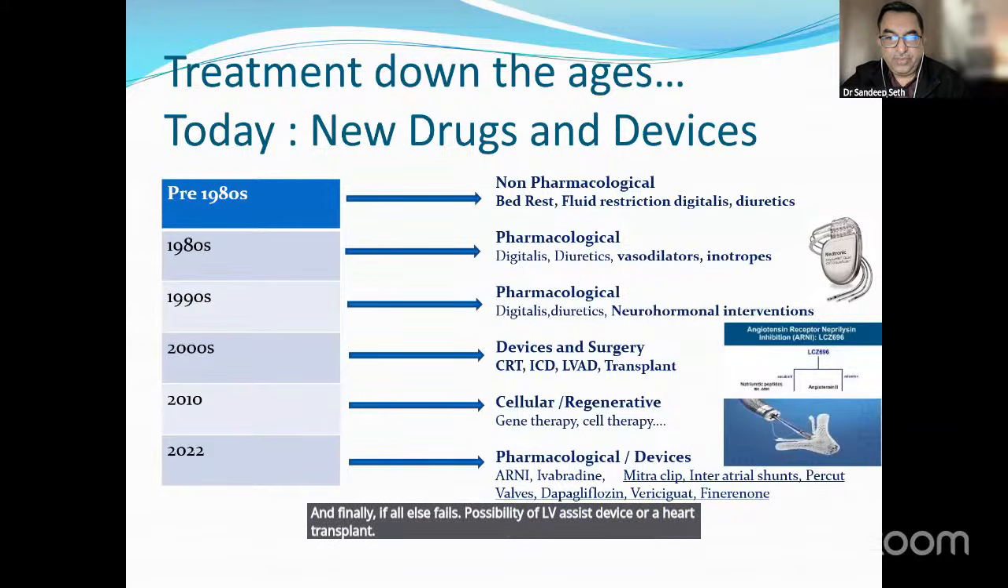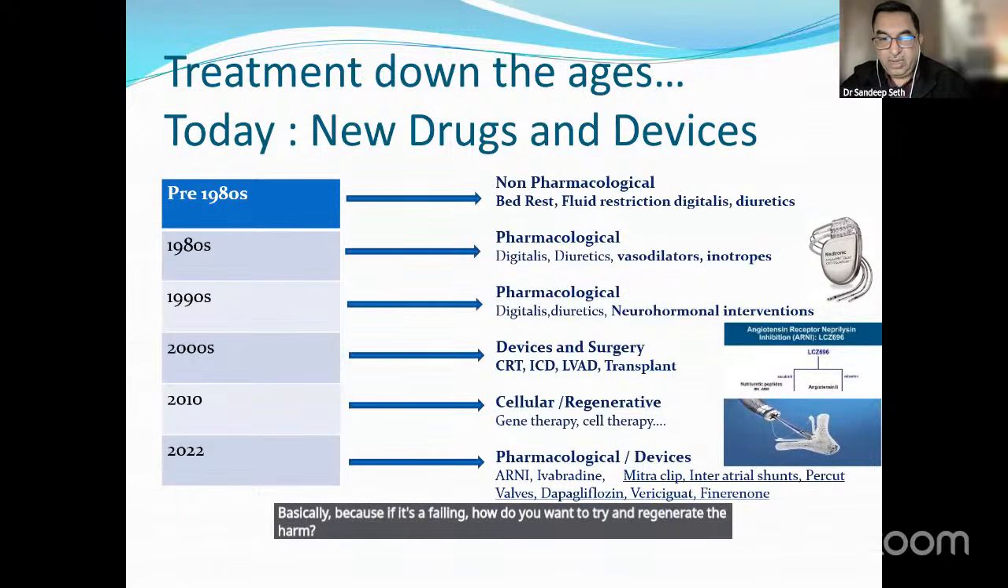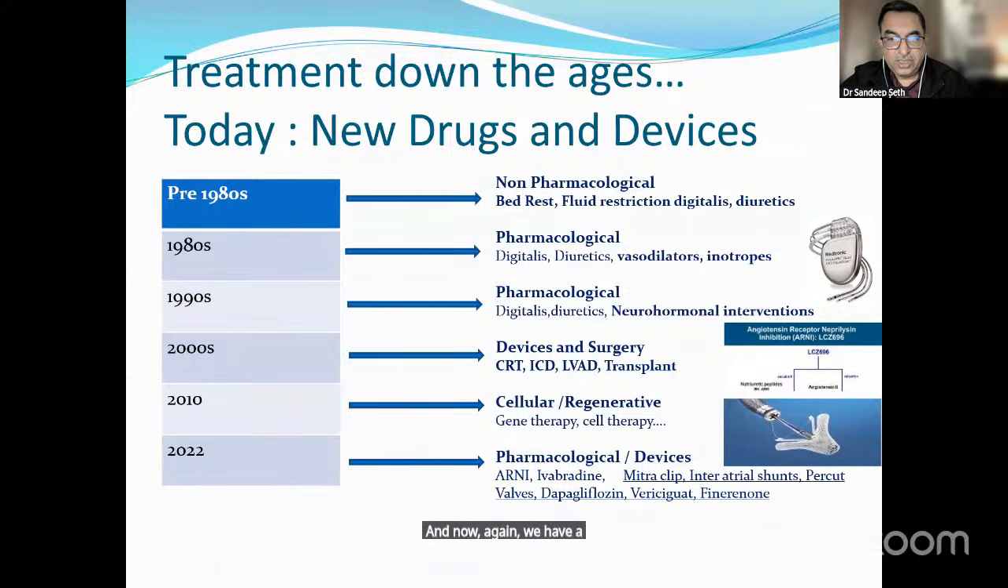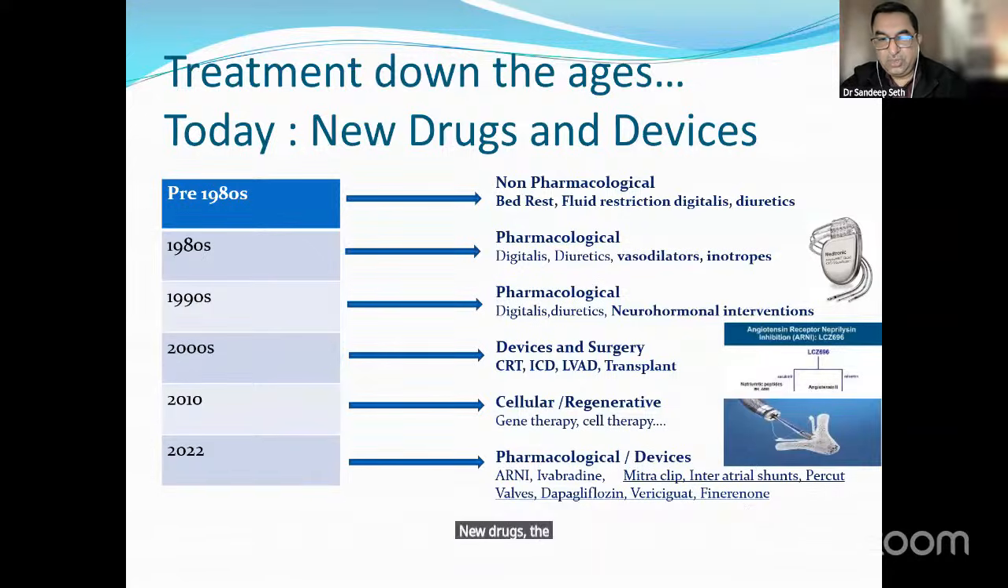There was a phase when we tried to look at stem cell therapy or gene therapy, basically because if it's a failing heart, we want to try and regenerate the heart. And now again, we have a phase where newer and newer drugs are coming in. ARNI has come in. Ivabradine was a relatively newer drug. Newer drugs, the SGLT2 inhibitors, which were initially tested for diabetes, but now have been found to be useful for heart failure. Also, Vericiguat. Finerenone is another drug.